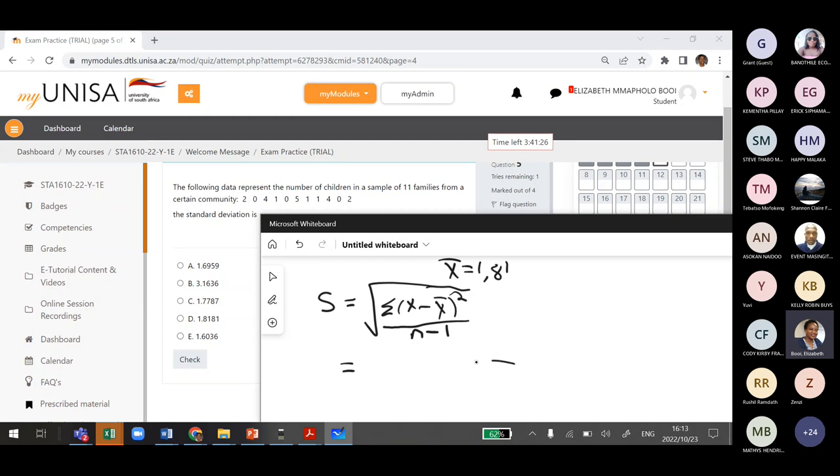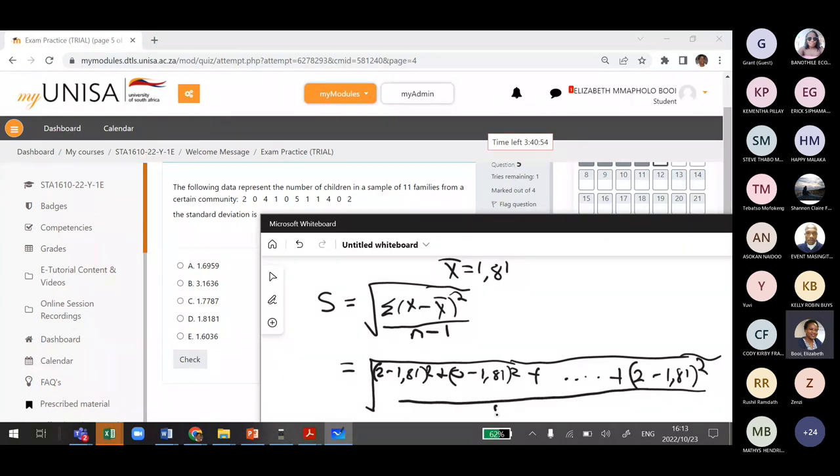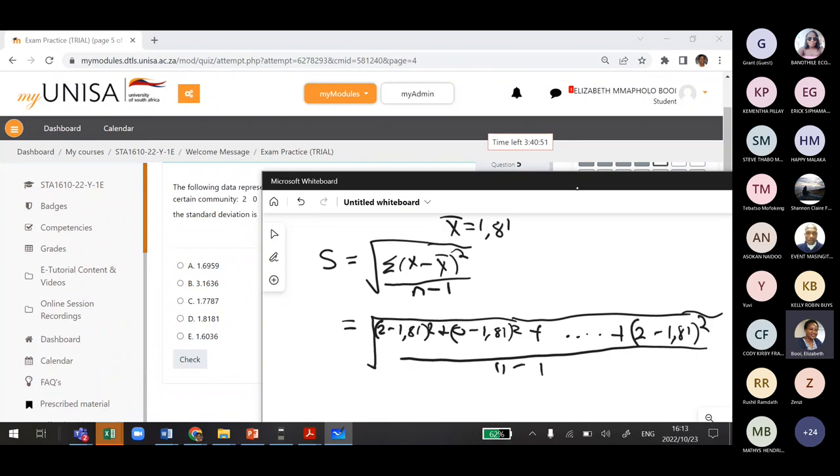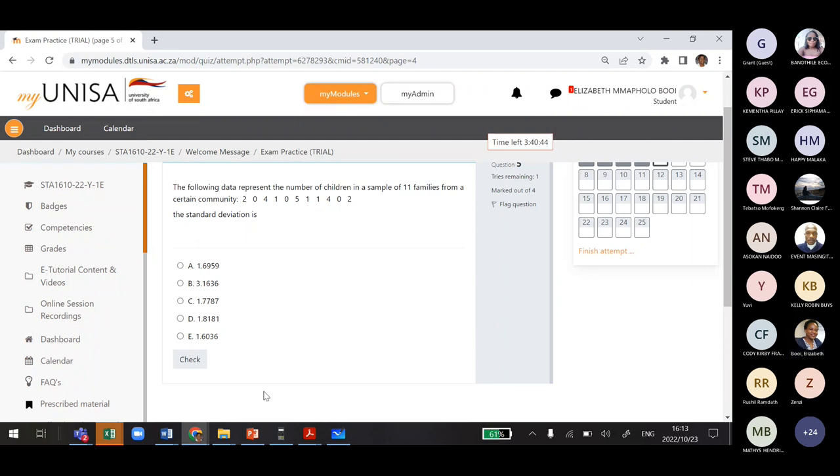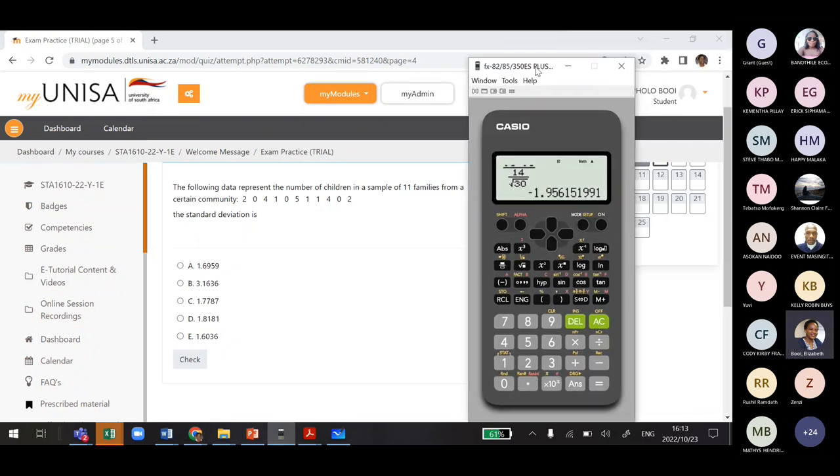So you can say the square root of 2 minus, because it's the same data set, 2 minus 1.81 squared plus 0 minus 1.81 squared plus, until you get to the end, I'm not going to get there, 2 minus 1.81 squared, and divide that by 11 minus 1. So you can do that, or alternatively, you can put your calculator to stat mode. So let's do that with a Casio.